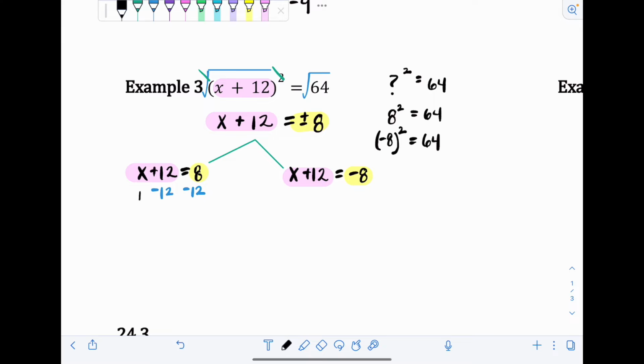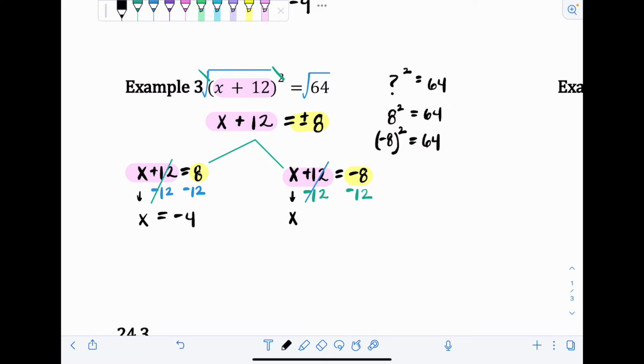I bring down my x, and 12 minus 12 cancels out. Then I'm left with 8 minus 12, which is negative 4. On the second equation, it's the same exact step because I still have to cancel out that 12 that's being added, so I subtract 12 from both sides. Then I bring down my x, and 12 minus 12 cancels out.